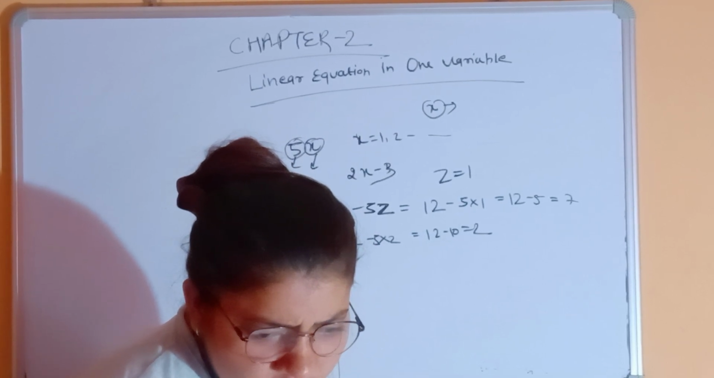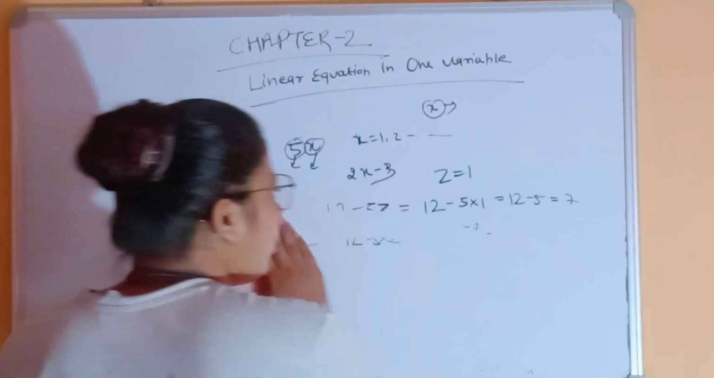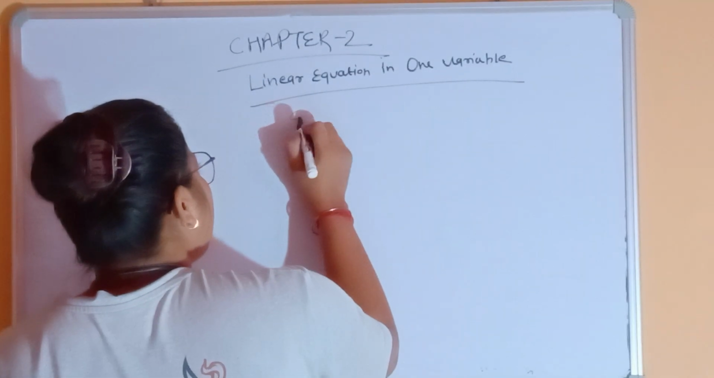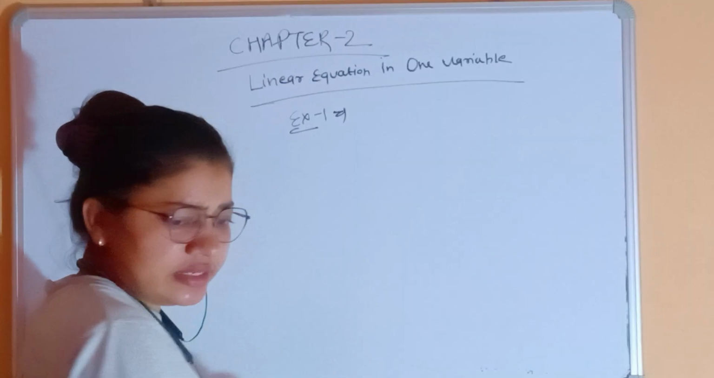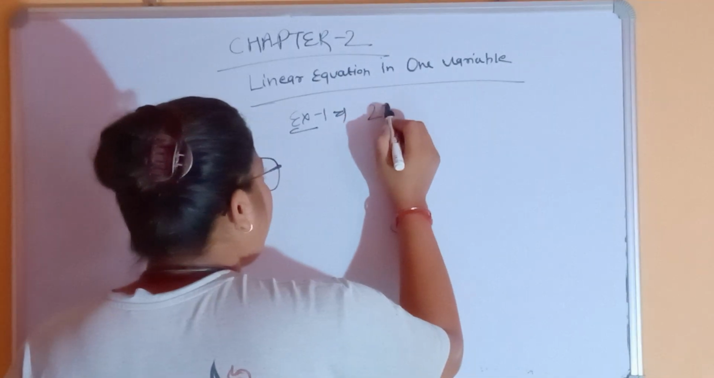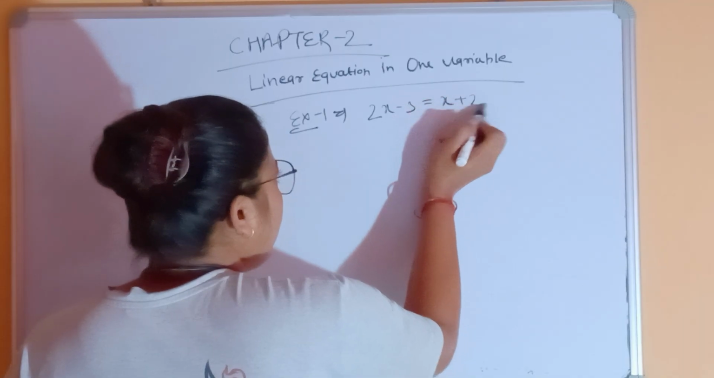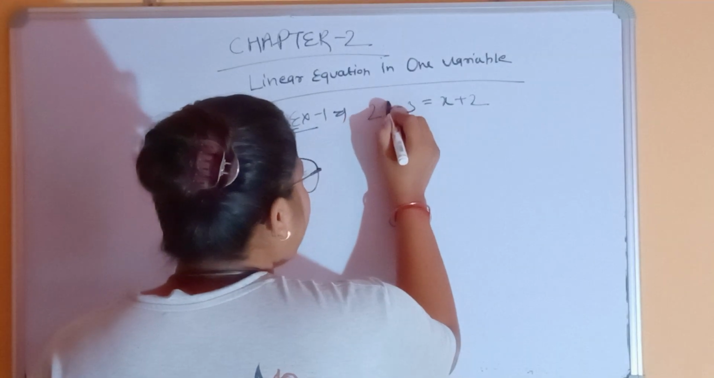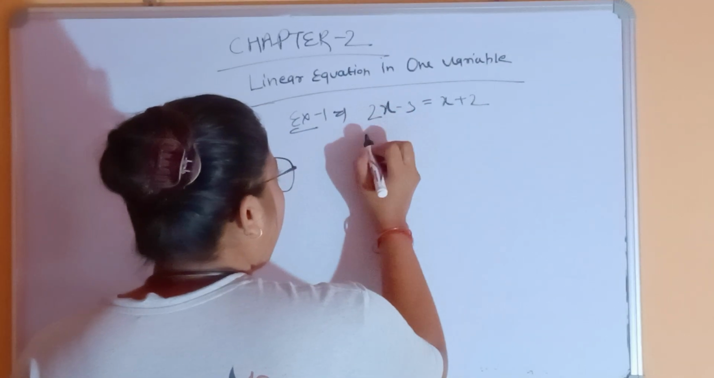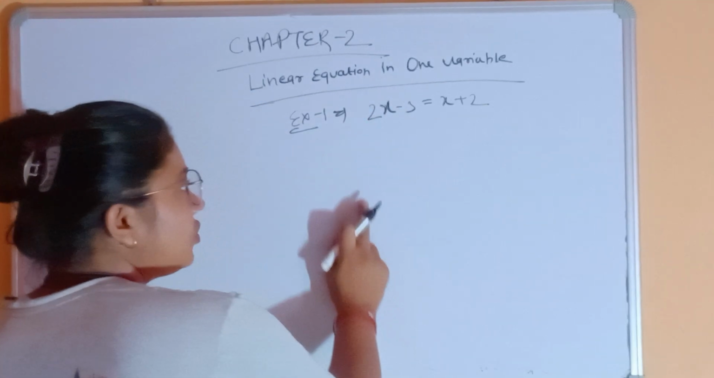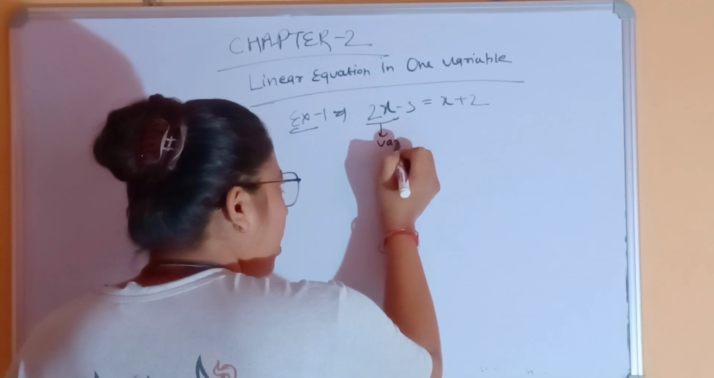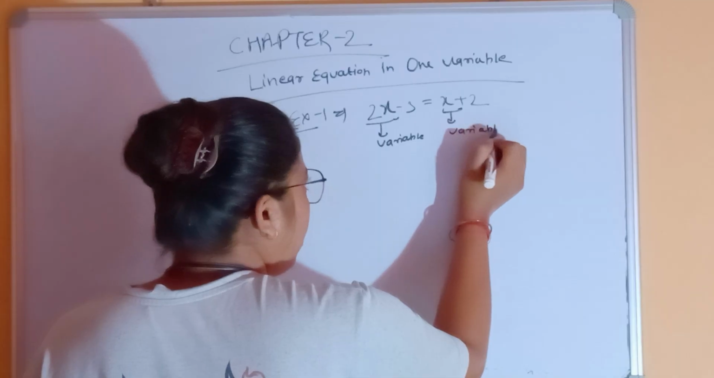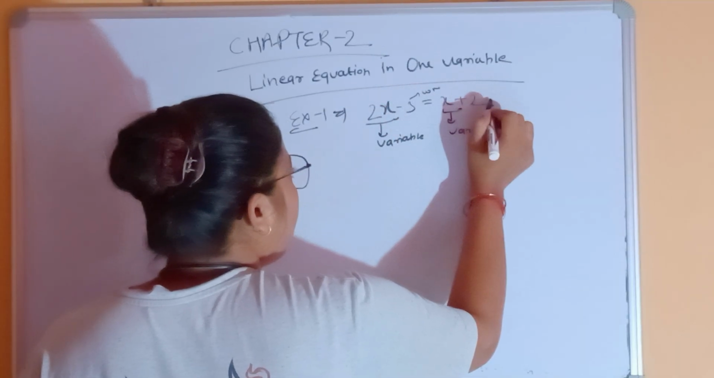Some examples are given in your book. Right now we solve them one by one. First we solve the example, then the chapter. In the first example, 2x minus 3 is equals to x plus 2. Here it asks what is the value of x. How is it solved? I discuss it one by one, like a basic. First we see which are variables: 2x is a variable and x is a variable. 3 is a constant and 2 is also a constant.